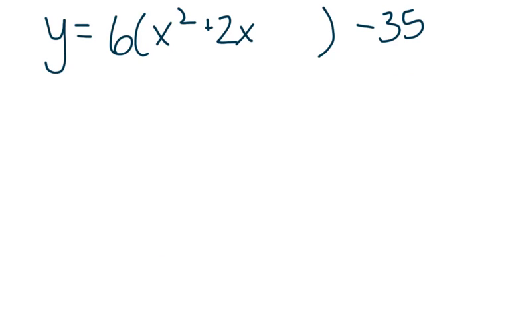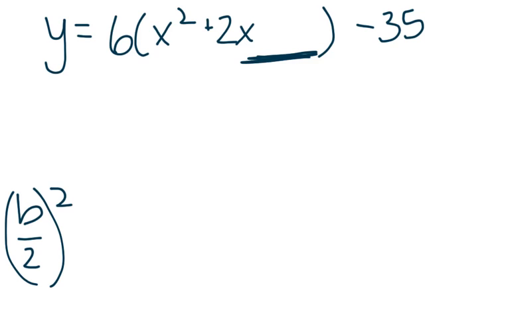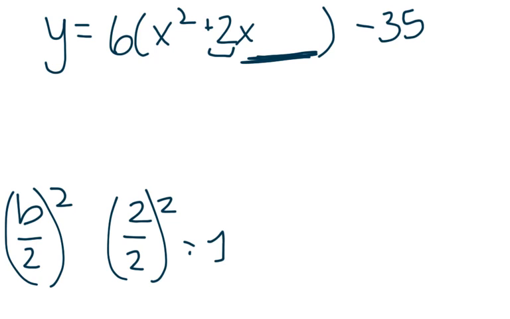Our next step is going to be to turn this into a perfect square trinomial by adding (b over 2) all squared into our quadratic in the parentheses over here. So b is the coefficient of our second term, which is 2 in this case. So we're going to do (2 over 2) squared. 2 over 2 is 1, and 1 squared is just 1. So we will be adding a 1 to turn this into a perfect square trinomial.